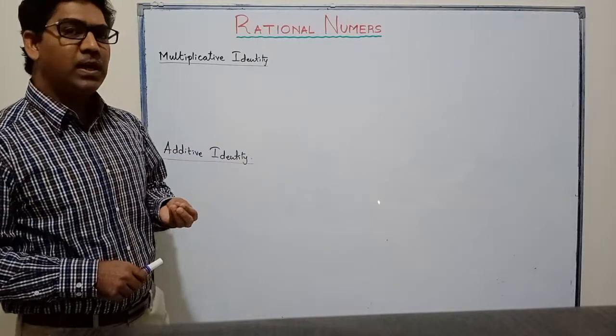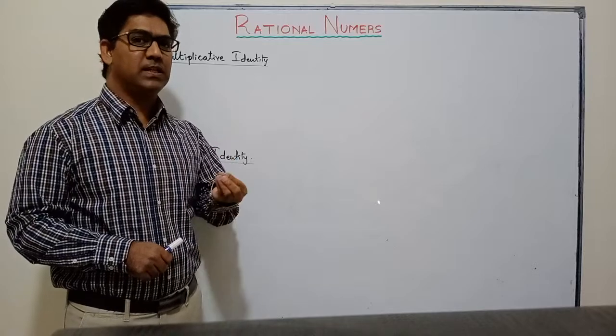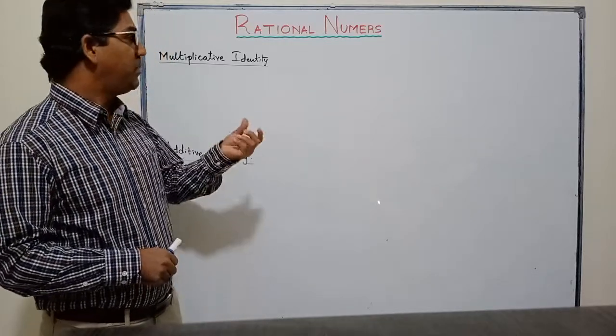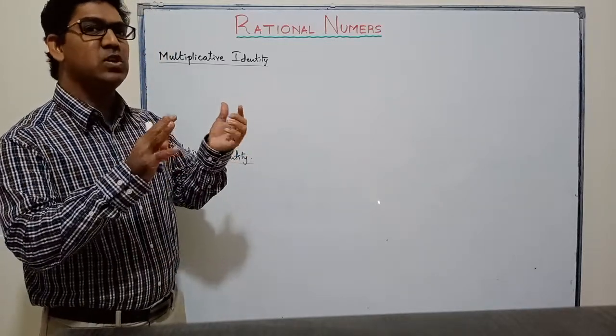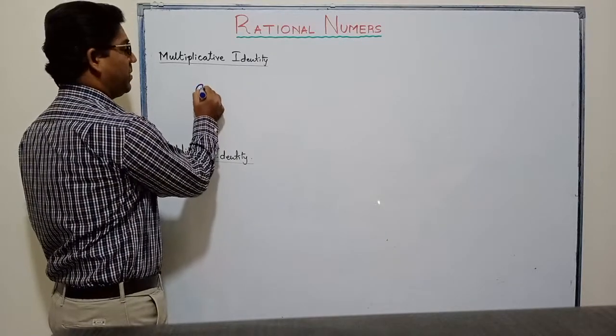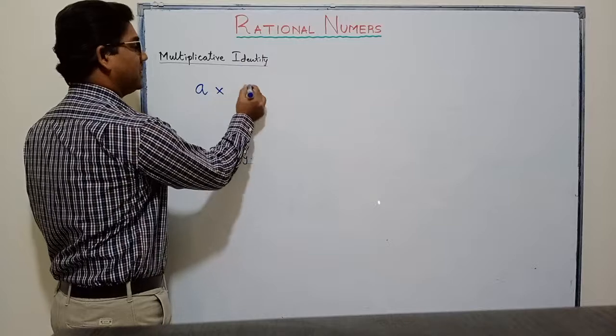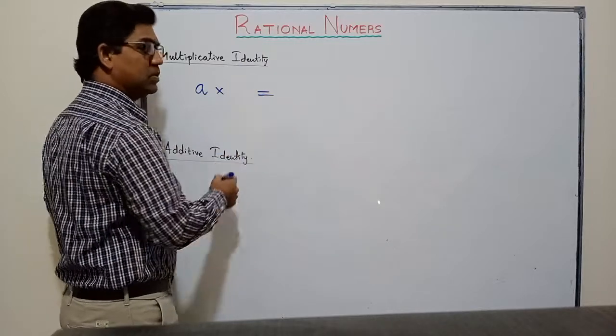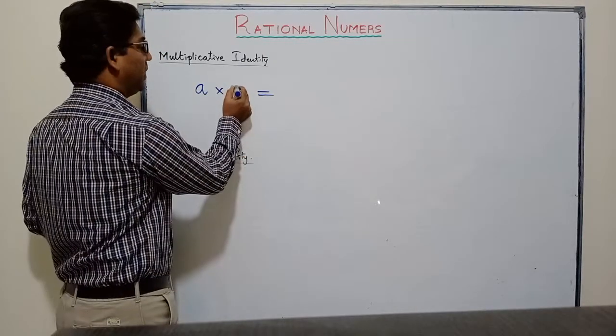Now, multiplicative identity of a rational number is a number by which you multiply your rational number and it does not change the rational number. For example, if I have a rational number A and you multiply it by something and I get the same number, so what is that number? So the number is 1.